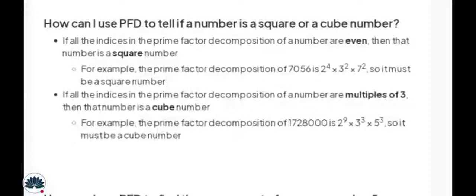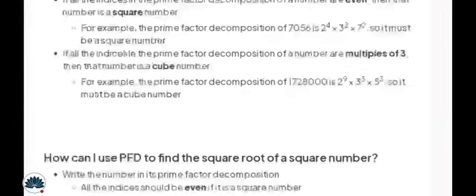If all the indices in the prime factor decomposition of a number are multiples of 3, then that number is a cube number. For example, the prime factor decomposition of 1728000 is 2 to the power 9 multiplied by 3 to the power 3 multiplied by 5 to the power 3. So it must be a cube number.